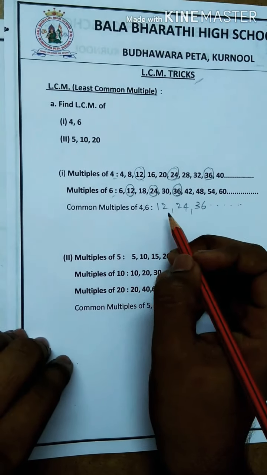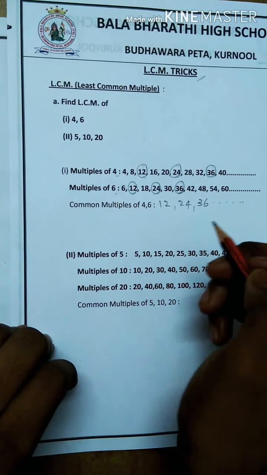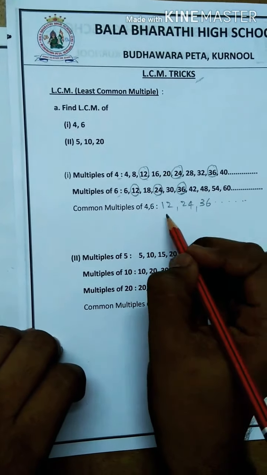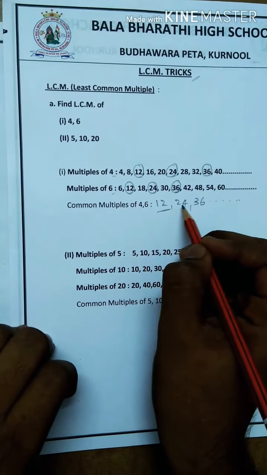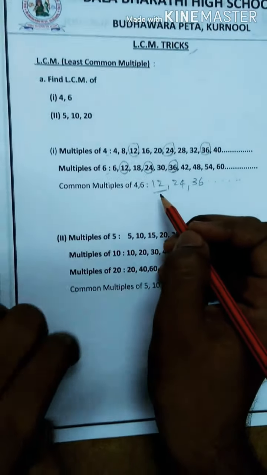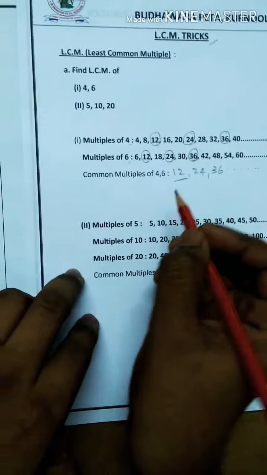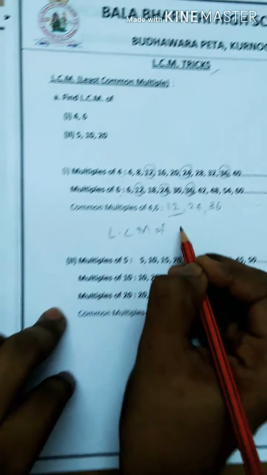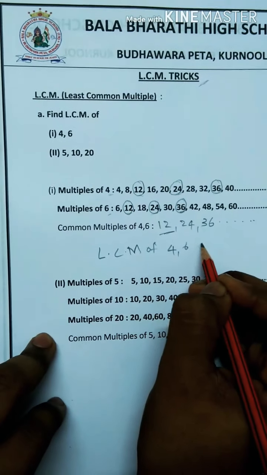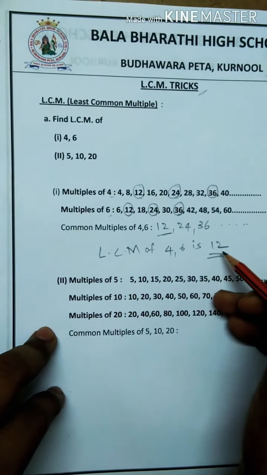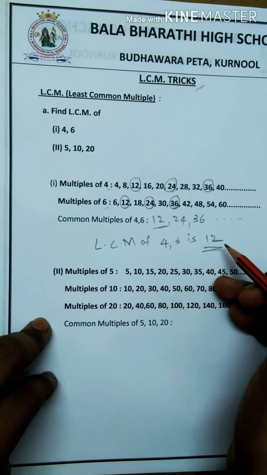Now out of this 12, 24, 36, which is the lowest or least common multiple? 12, right? So out of 12, 24, 36, 12 is the least or lowest common multiple. Therefore least common multiple of 4, 6 is 12. Okay, so LCM of 4 and 6 is 12.